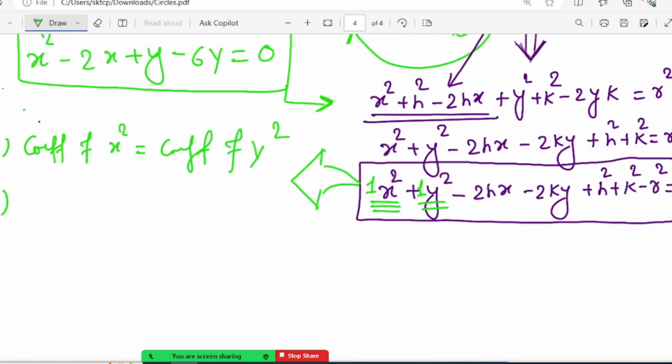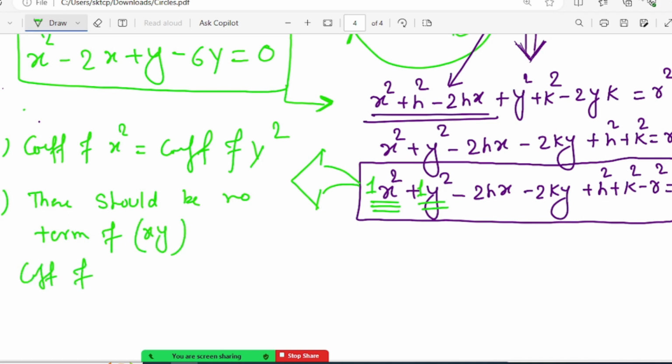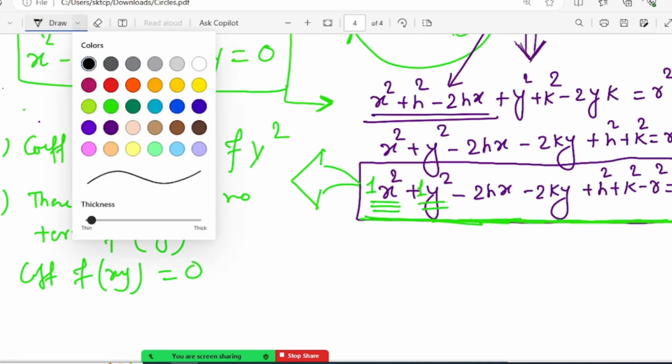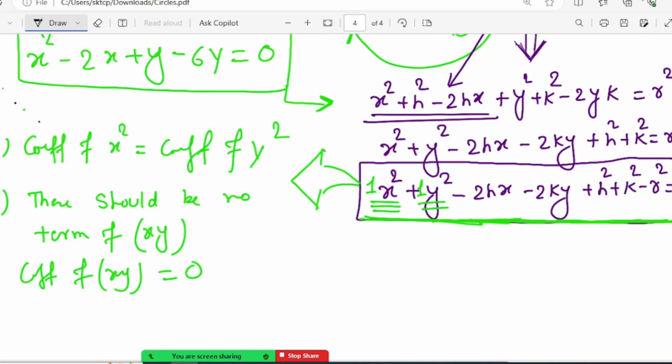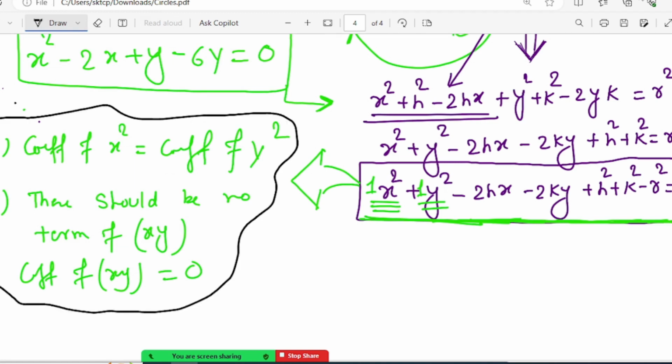And the second important condition is that there should be no term of xy, or you can say the coefficient of the xy term should be 0. Please see in this expression, is there any term having xy as literals? No. So these are the two conditions to identify that the given equation is an equation of a circle. Is it okay? Have you remembered this? We have discussed this in class. I think you have not written this, that's why it is skipped.